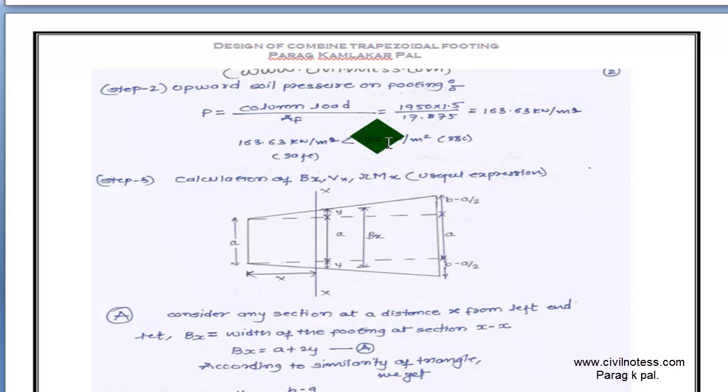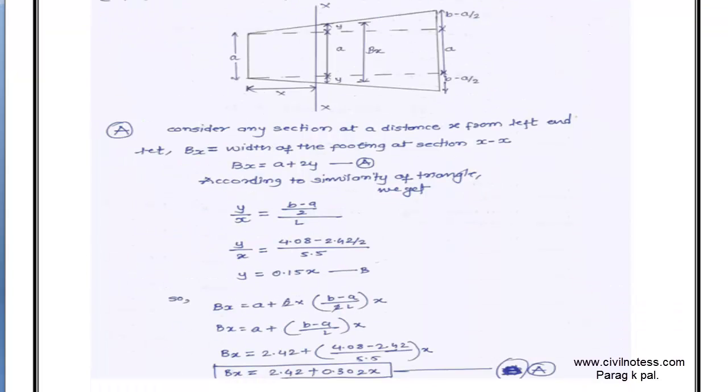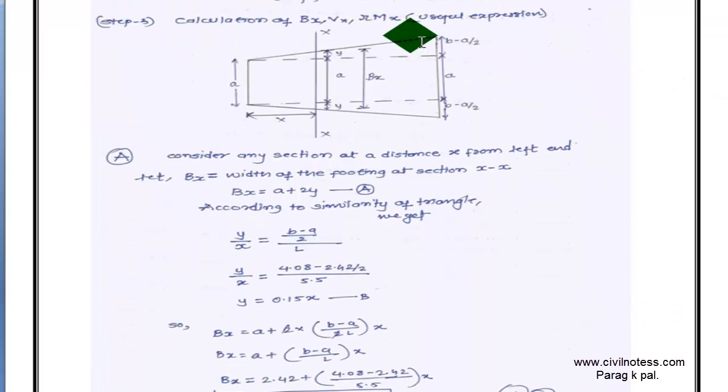Now you have to go for the calculation of Bx, Vx, Mx. Now what is this Vx, Mx? Actually this is the main part of the trapezoidal footing design. In every footing, you have to calculate the shear force and bending moment diagram. Without that, you cannot provide the steel, because only when you know what amount of bending is there can you provide the steel.